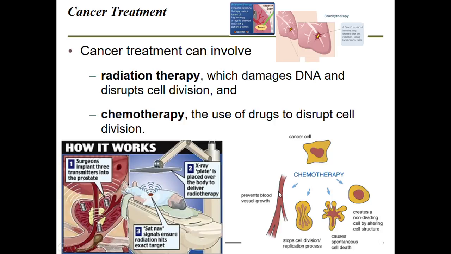And then we have chemotherapy, which is the use of chemicals to disrupt this. Chemotherapy prevents blood vessel growth, it stops cell division and replication, it causes cell death, and it can create a non-dividing cell by altering the cell structure. So chemotherapy is the use of chemicals, chemo, and radiation therapy is the use of radiation, as it sounds.